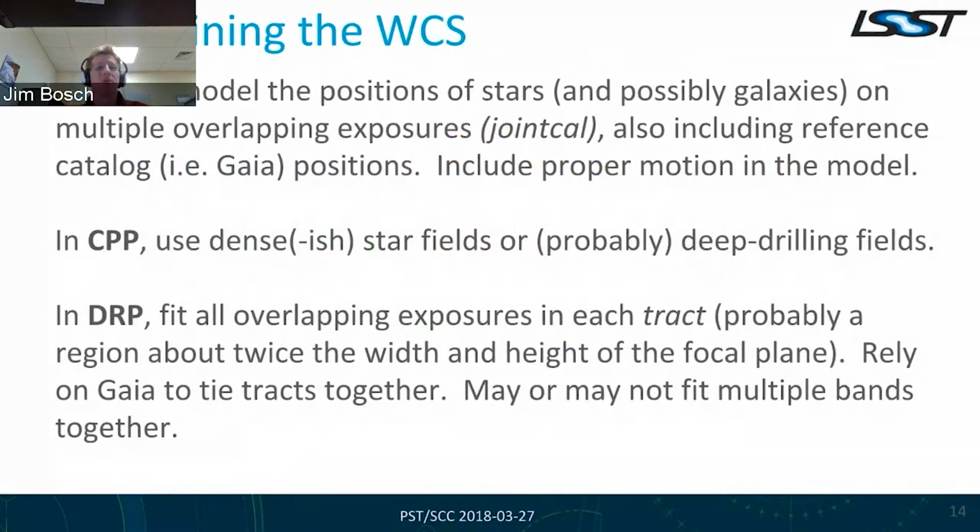All right, so that's what we do in calibration products production. In the data release productions, we're fitting in units that we call tracks. I have been envisioning this as a region about twice the width and height of a focal plane, just because you want to get multiple full visits in each fit. But above that scale, we would totally rely on Gaia to tie things together. I think it's still an open question whether we would try to fit multiple bands together for the astrometry.